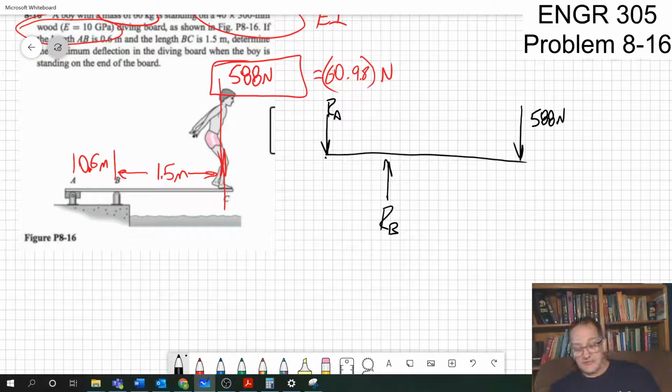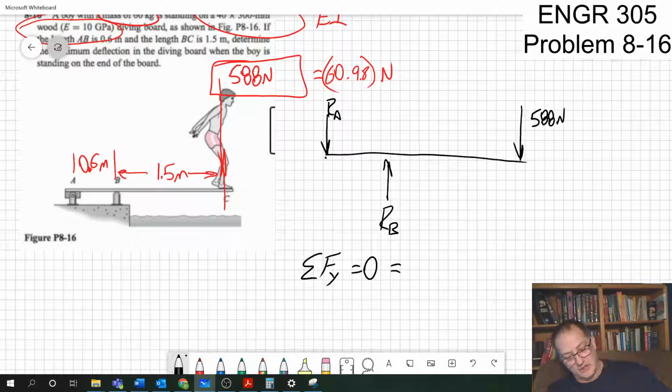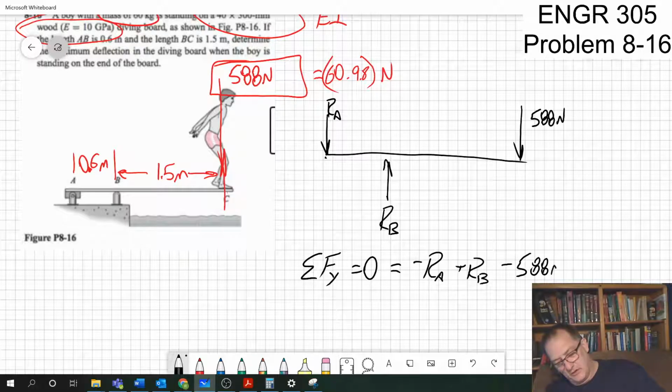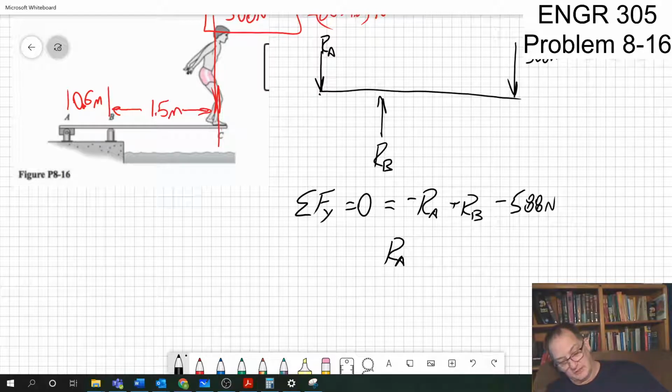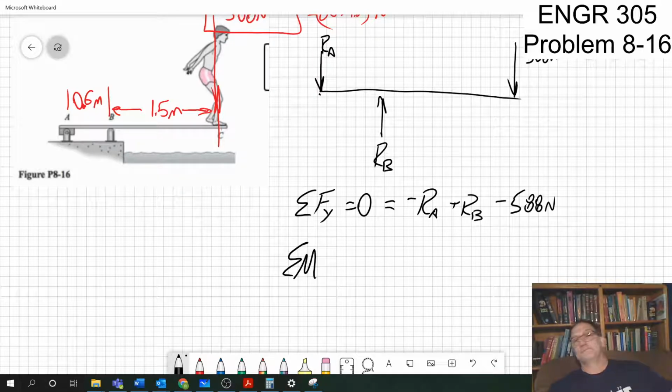So if I go through this, the sum of the forces in Y equals 0, which is minus RA plus RB minus 588 newtons equals 0. I'm leaving it alone. That's not enough. I need another equation. I need the sum of the moments. Where do I want to take the moments? Around A or around B? Which one do I want to eliminate? It doesn't matter. I'm going to go around B.